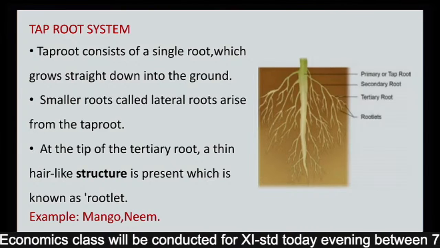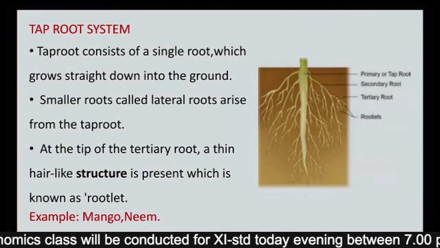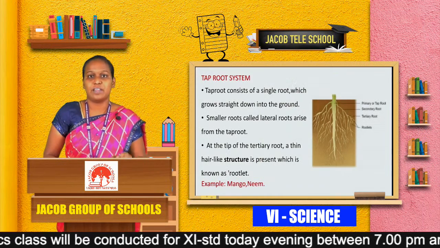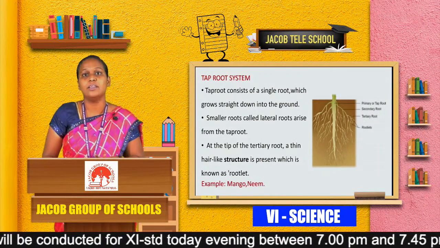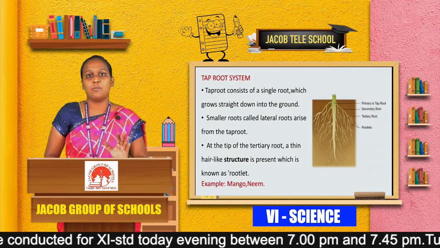Examples: mango, neem. These plants have the taproot system. It is a very strong root that we cannot easily pull out. It fixes very strongly to the soil. So this is about the taproot.